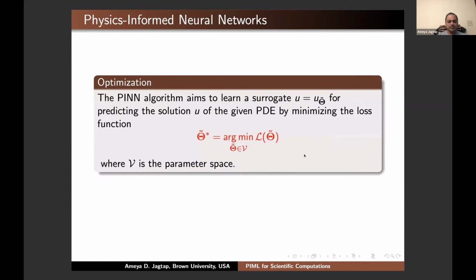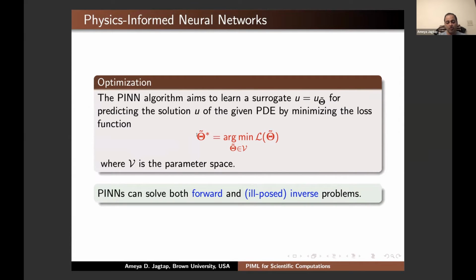Okay, so as I said, the PINN algorithm aims to learn the surrogate U, which is the output of my neural network, which satisfies both the data as well as the PDE for predicting the solution of the given PDE by minimizing the loss function. These are the optimal set of parameters which we obtained by minimizing this loss function. And when we plug these parameters into new test data, with fixed initial and boundary values, and of course for the same PDE, we can recover the solution of the PDE here. So what's the advantage here? PINN can solve both forward problems and ill-posed inverse problems.